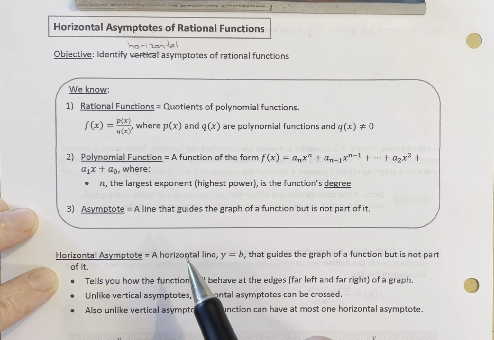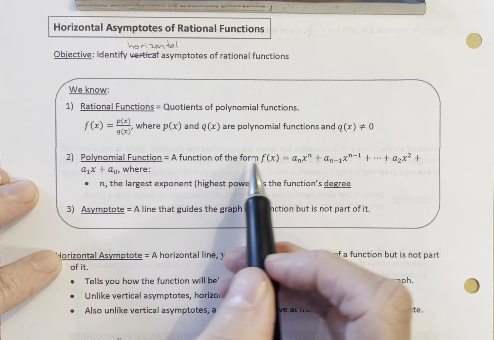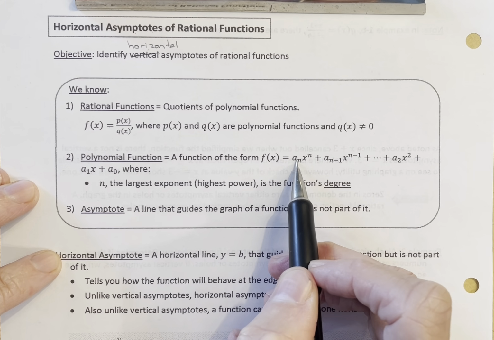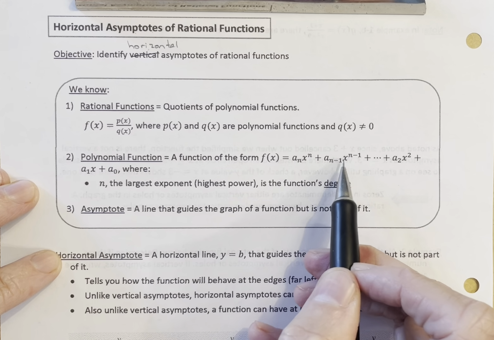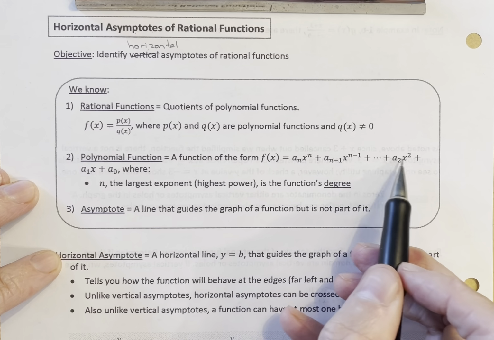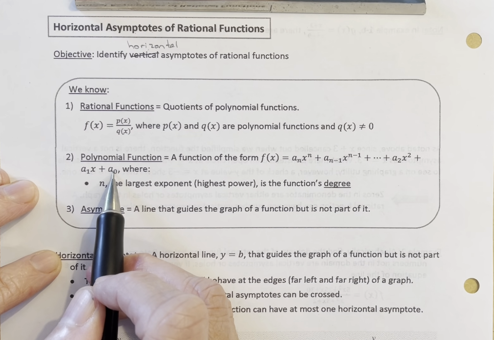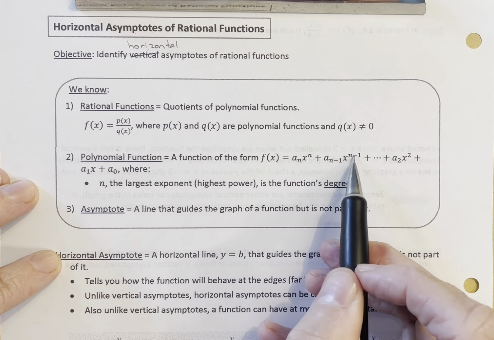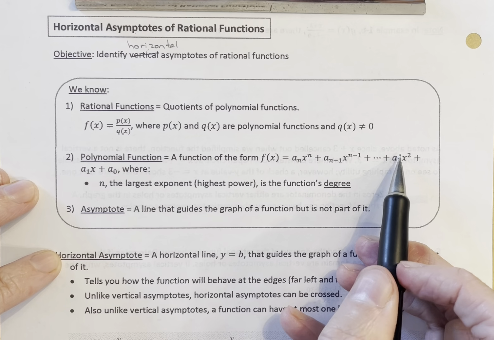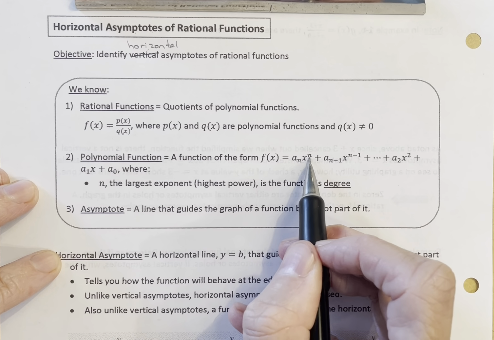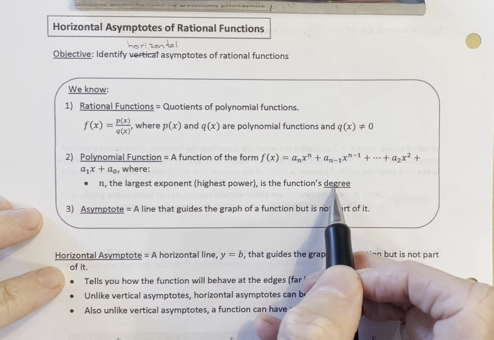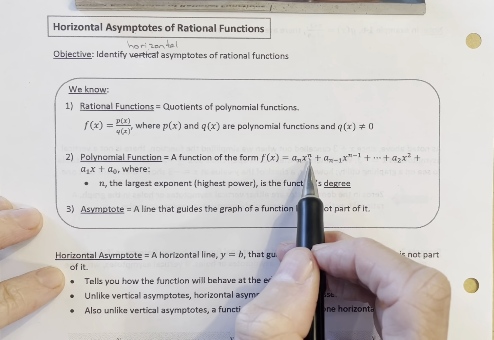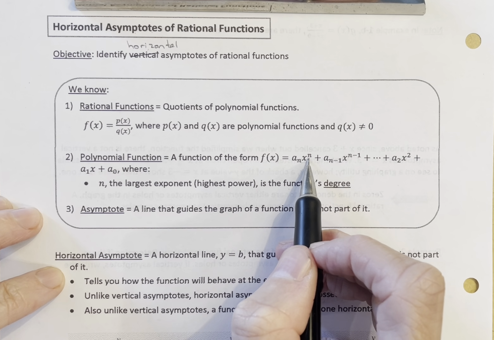We know what a polynomial function is. It's a function of the form f of x equals coefficient times x to the n plus coefficient times x to the n minus 1, etc., all the way down to a constant. If our powers are in decreasing order, then this is the function's highest power, and it is therefore called the function's degree. We'll be looking at each of our functions' degree in this video.